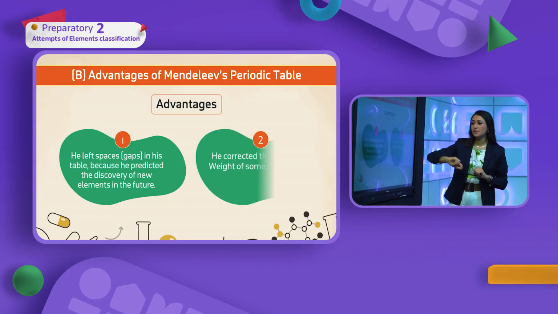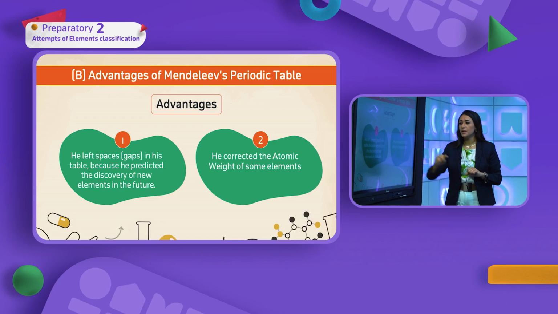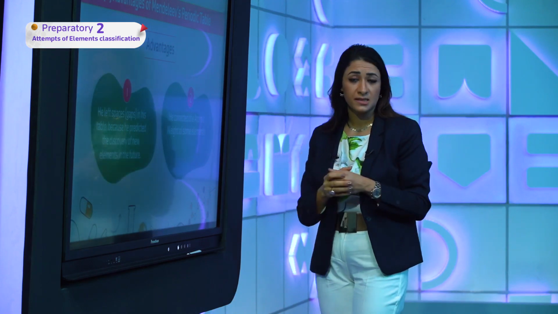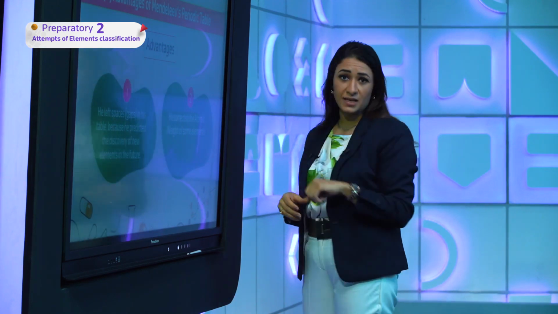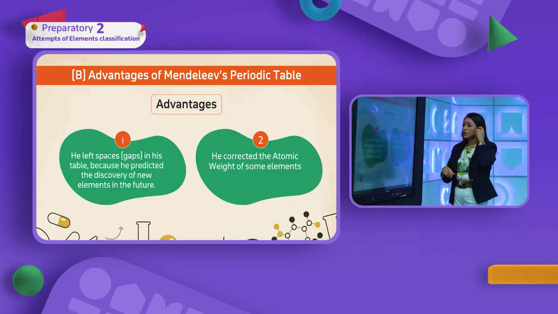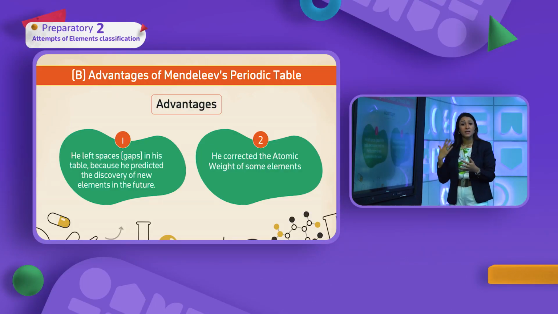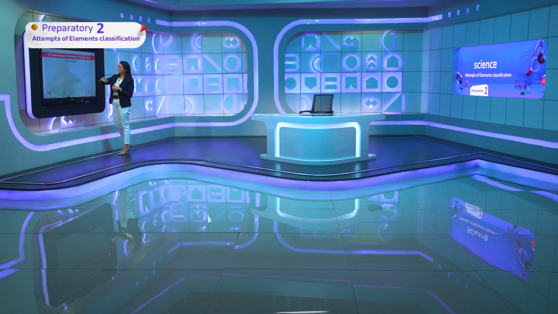He left spaces and gaps in his table because he predicted the discovery of a new element. A very important question: why did Mendeleev leave spaces in his table? So it is very easy now, we can answer it. He corrected the atomic weight of some elements. كان وقتها في atomic weights كانوا النمبر مكتوب by mistake فهي corrected some atomic weights.